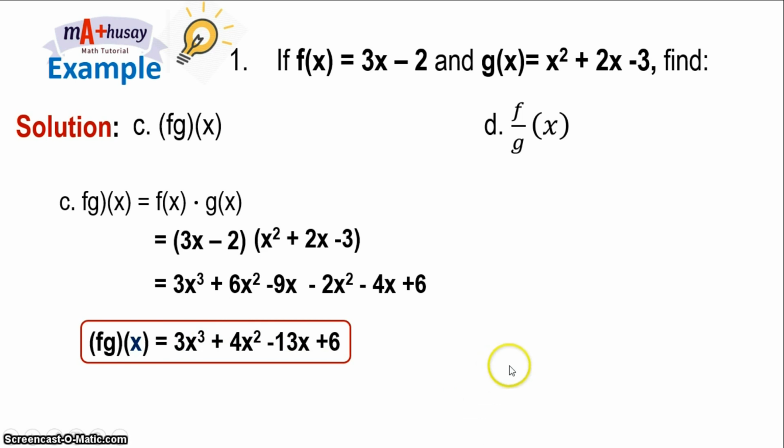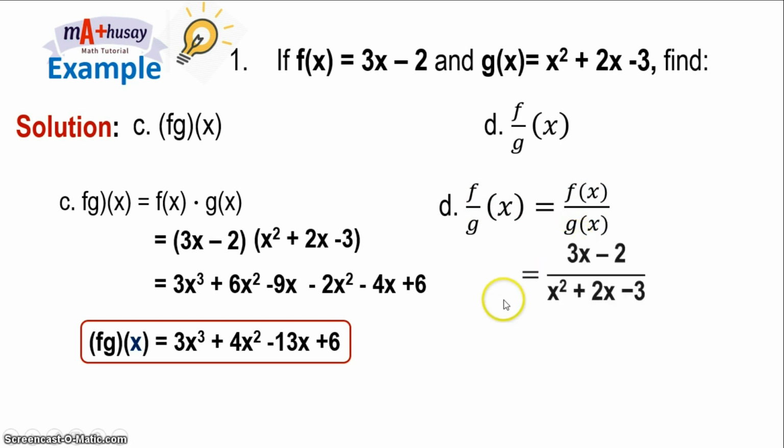Paano naman kung magde-divide tayo ng dalawang functions? So, again, pag nagde-divide tayo ng dalawang functions, para ka lang nagde-divide ng algebraic expression. So, take note, ang nasa numerator natin ay yung f of x. Sa denominator naman ay yung g of x. So, we substitute these values. So, ang f of x natin ay 3x minus 2. Ang g of x naman natin ay x squared plus 2x minus 3.